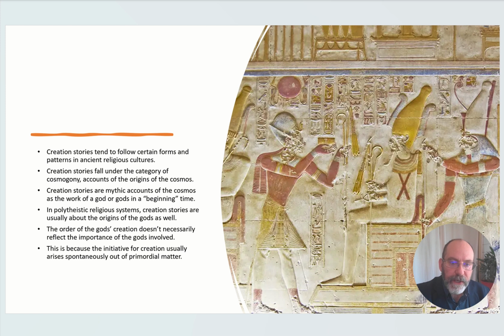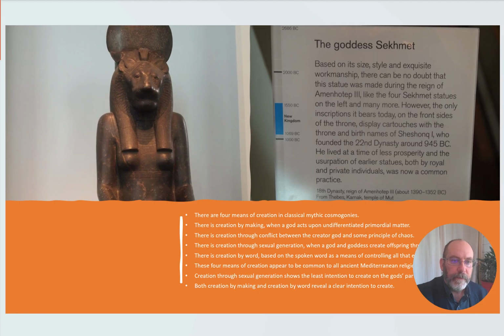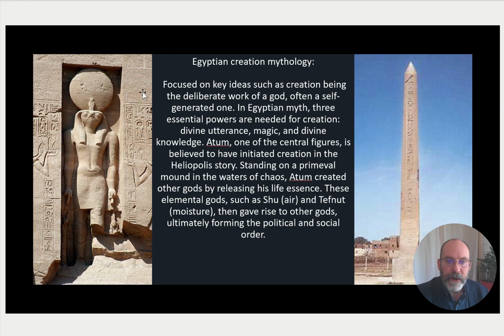So creation stories tend to follow certain forms and patterns in the ancient religious cultures. Creation stories fall under the category of cosmogony, which we mentioned, and they are the accounts that they have. They're trying to tell the story of how did we get here? Why are things like they are? Much more so than telling any kind of accurate historical account. Like we said, multiple means of creation.